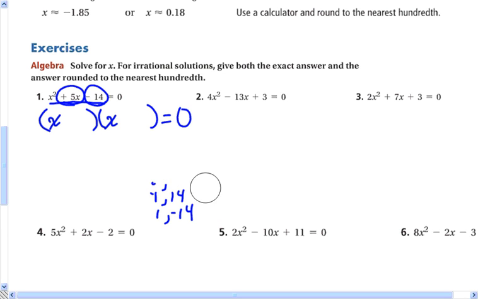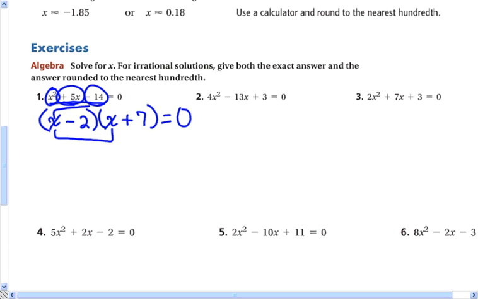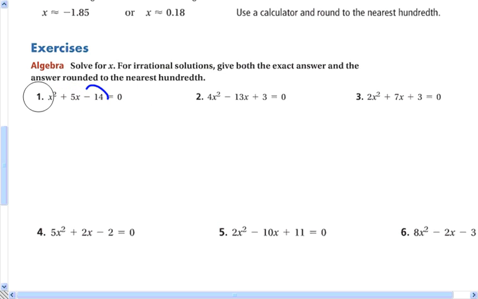So if I write minus 2 here and plus 7 here, and multiply that out using the FOIL method: x times x is x squared. The 5x you get by taking the outside terms, which is 7x, plus the inside terms, which is negative 2x. And the last term, minus 14, you get by multiplying negative 2 times 7. So that works. Once it's factored like that, we can use those factors to solve it by using the zero product property.